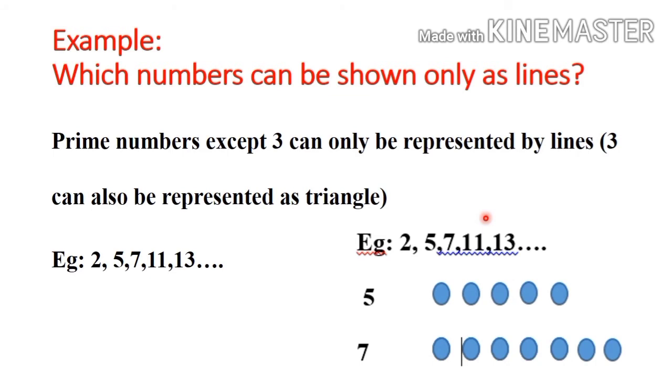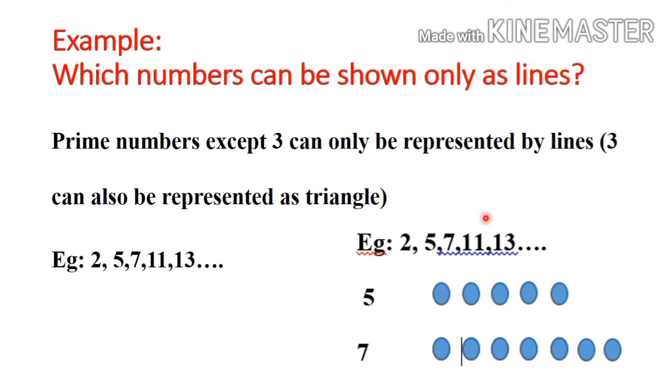Okay. So what are the numbers we can represent by using squares? Perfect squares. Like 2 squared, what is the answer? 4. 3 squared, what is the answer? 9. So these are the numbers we can represent by using square shapes. And other than perfect squares, numbers we can represent by using rectangles. Now what are the numbers that can be shown as lines? Prime numbers, the numbers which are divisible by 1 and by itself. These numbers we can represent by using lines.